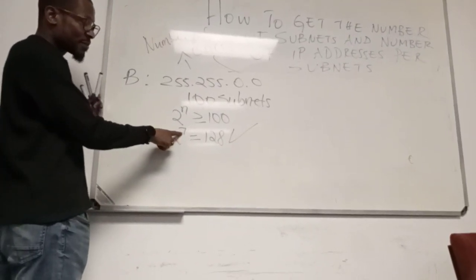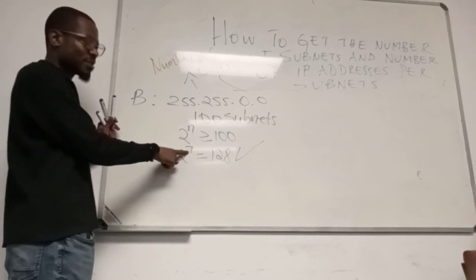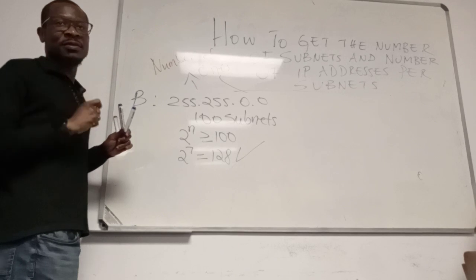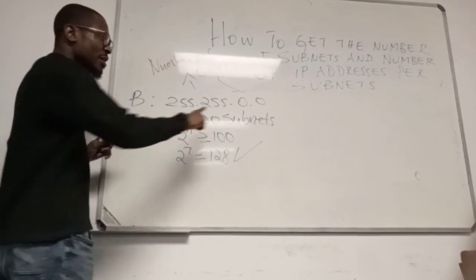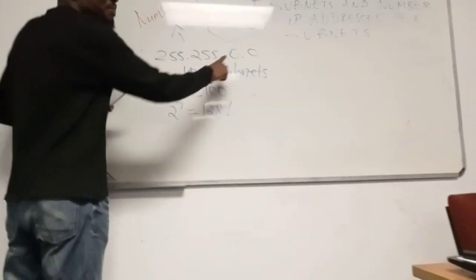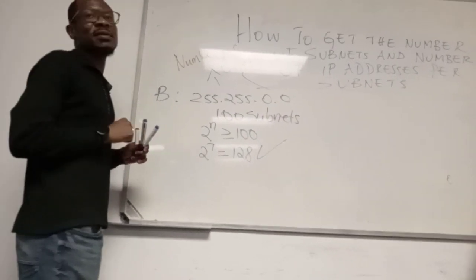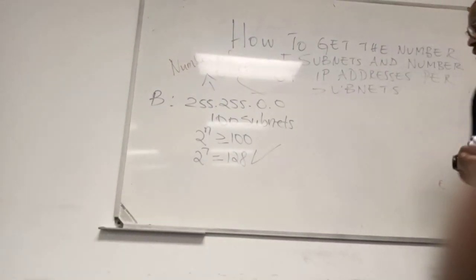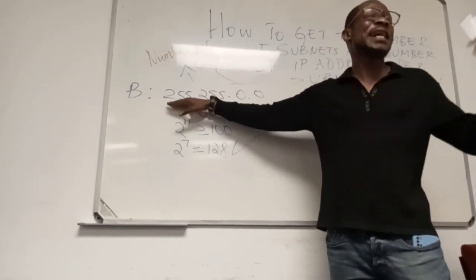So that means we have to borrow 7 bits, right? 7 bits need to be borrowed, which means that 7 zeros need to be changed to 1, right? This is the meaning. Now, we go here. We're going to convert this one in binary.